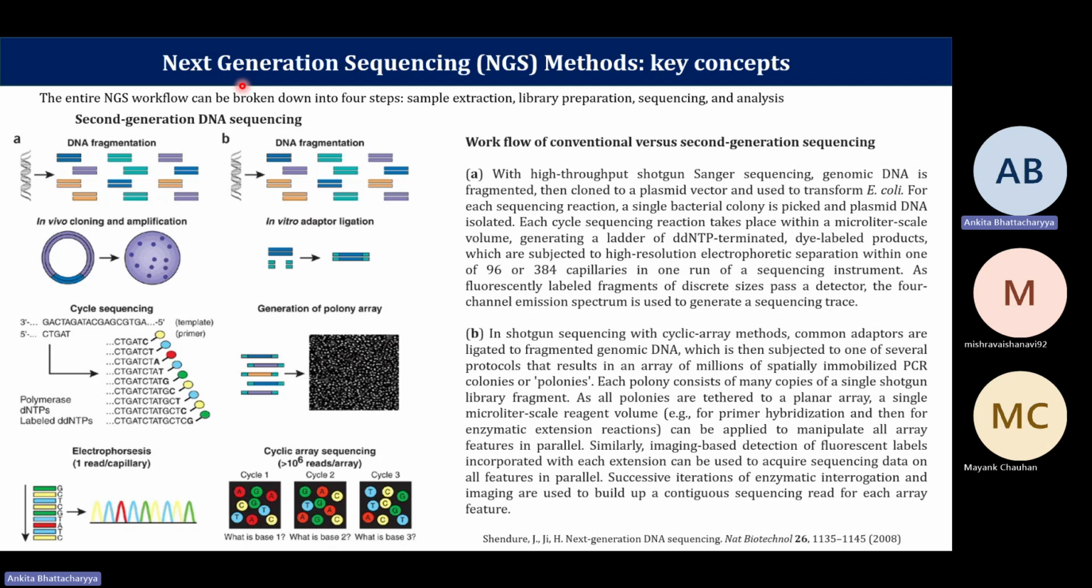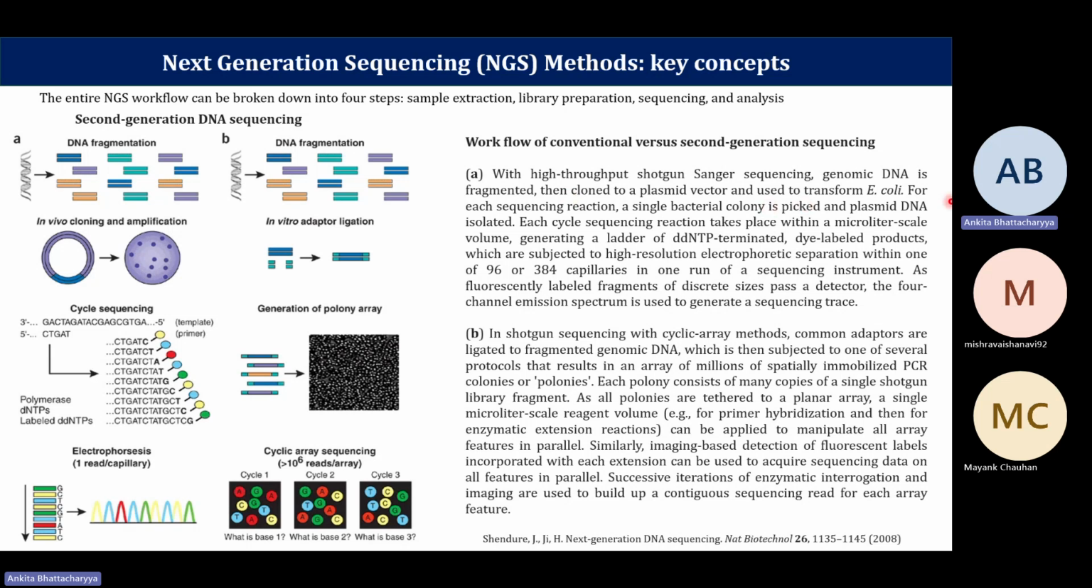So the workflow of conventional versus second generation sequencing. With high throughput shotgun Sanger sequencing, what does this mean? This shotgun term, if you remember during our initial classes, I had discussed that shotgun literally means, for example, if you shoot something and as a result the explosion gives you shorter sequences. This is pretty much what this fragmentation looks like. It is just going to give you smaller pieces of your entire genome. So genomic DNA is fragmented, cloned into plasmids, and used to transform E.